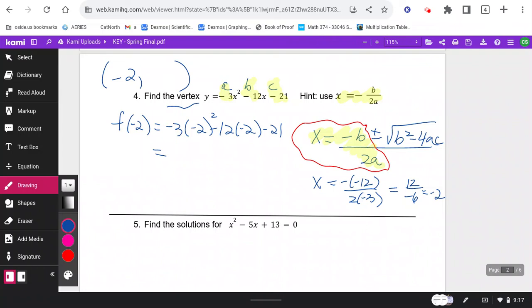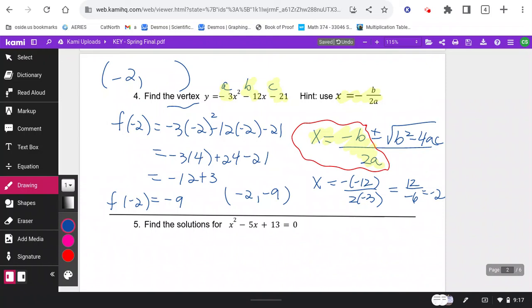So I do PEMDAS here. Negative 2 squared would be positive 4. Negative 12 times negative 2. So simplifying further, at the back, 24 minus 23. And I get negative 12 plus 3 is negative 9. So this just found that that is my quadratic vertex.